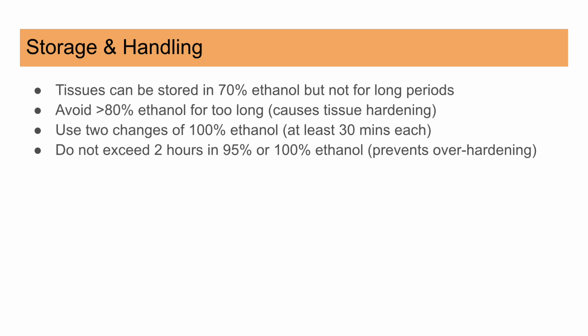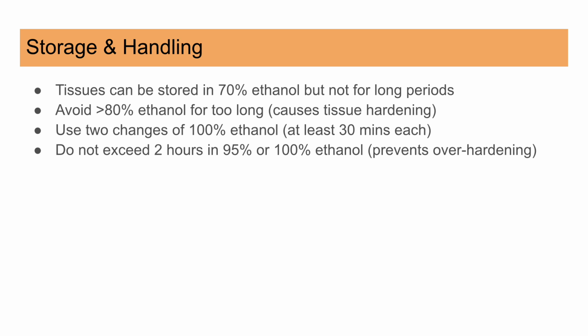Storage and handling. Tissues can be stored in 70% ethanol but not for long periods. It preserves tissue morphology without causing rapid dehydration, and prolonged storage can compromise tissue quality. Next is avoid 80% or greater ethanol for too long periods. Why? Extended exposure to concentrations above 80% can cause tissue hardening. High concentrations can over-dehydrate tissues, leading to rigidity and potential damage.